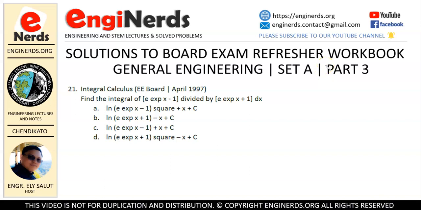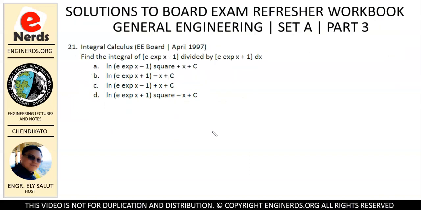Hi guys, so we are now on the third part of our solution to board exam refresher workbook for General Engineering Set A. Nasa pangatlong part na tayo ngayon and we will be solving problem 21 up to problem 30. Then after this we will be going to the second set, the set B of our refresher for General Engineering. So now let's start solving this problem here.